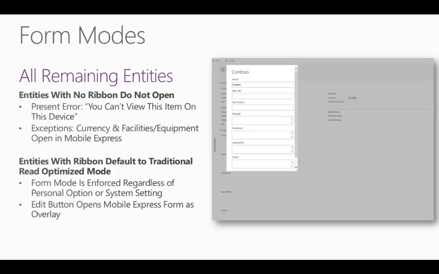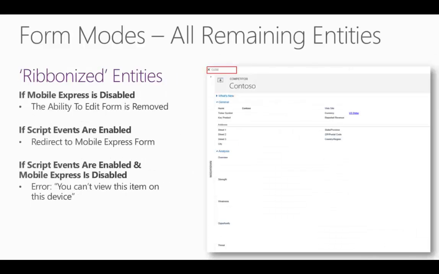Please note, to maintain application consistency, system customizers may want to update the Mobile Express forms to match the attributes found in the commonly used forms. For example, if the competitor form contains custom attributes, system customizers may want to ensure that the same custom fields are also added to the Mobile Express form so that users can still edit the same fields when working in the iPad experience. Customization of the Mobile Express form is not covered within the scope of this course. If Mobile Express has been disabled for the entity, the Edit button will not appear in the command bar area.